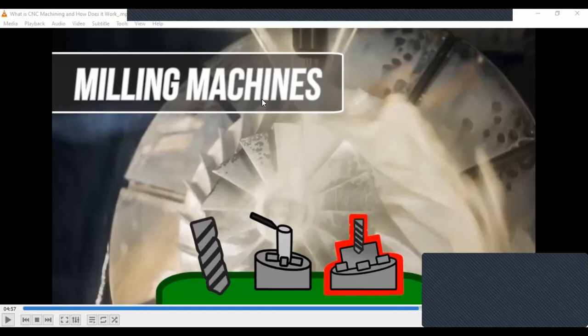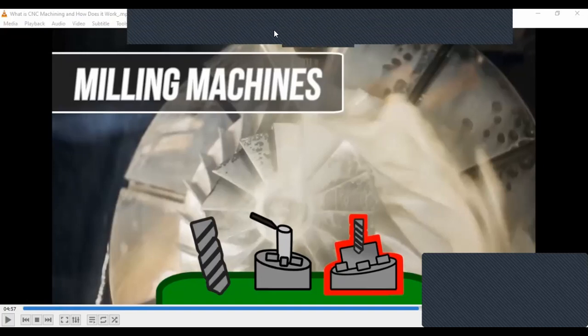The different processes that are there, traditional processes. What we are seeing is how we are able to do those processes using computer-aided technology.